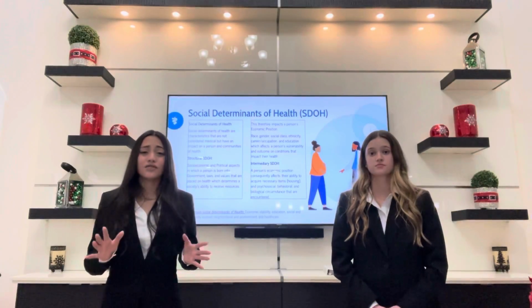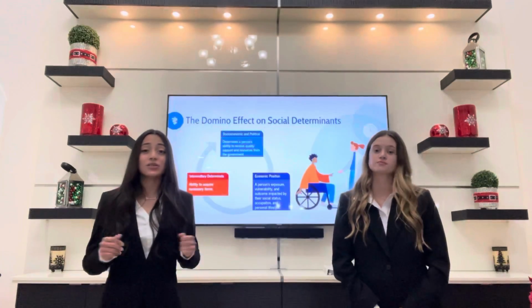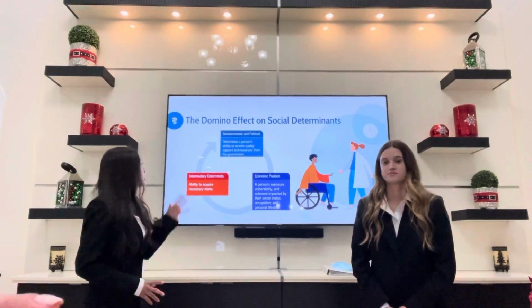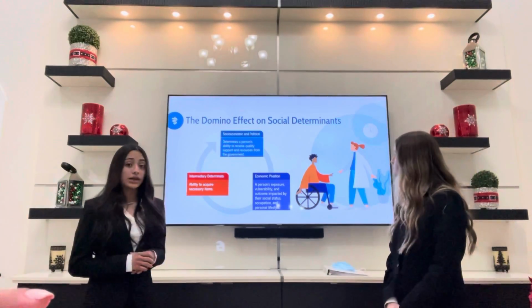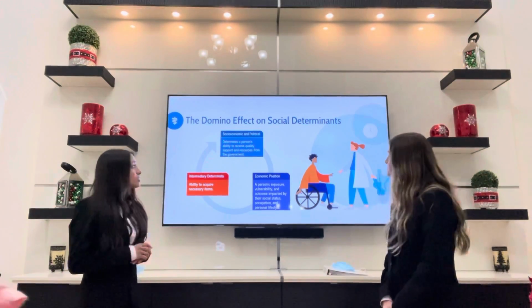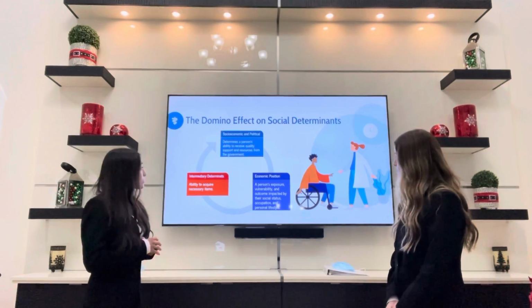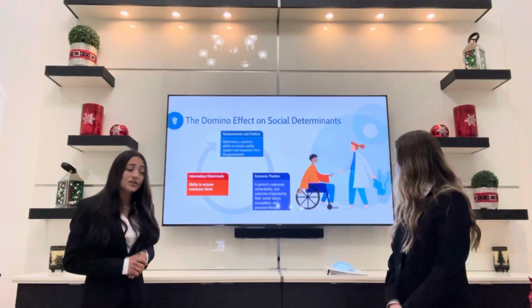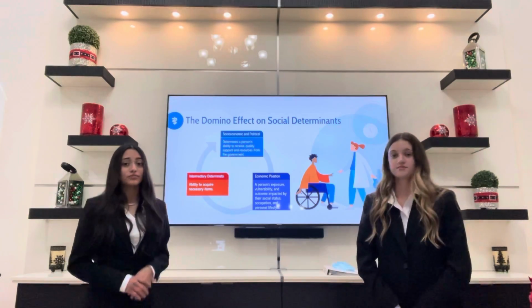I know that was a lot of information to take in, but in order to break it down for you, we have created the domino effect on social determinants of health. To start off, social, economic, and political aspects determine a person's ability to receive quality resources and support from the government. Obviously, if social, economic, and political fails, then economic will too.